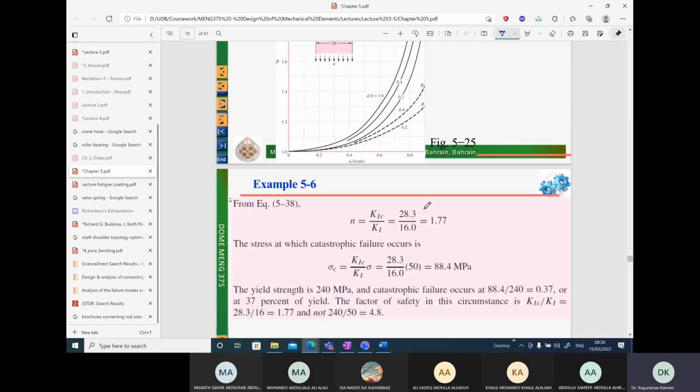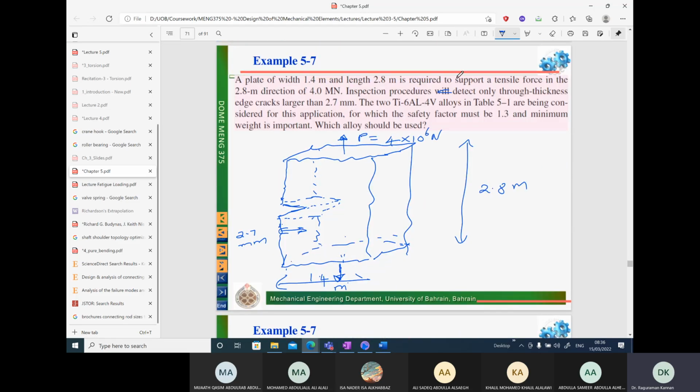Let's continue here. Both are being considered for this application, for which the safety factor must be 1.3, N value must be 1.3, and minimum weight is important. So I have to choose between the two alloys, one alloy. Which alloy should be used? I have to identify that. The condition is minimum weight. My plate must be minimum weight.